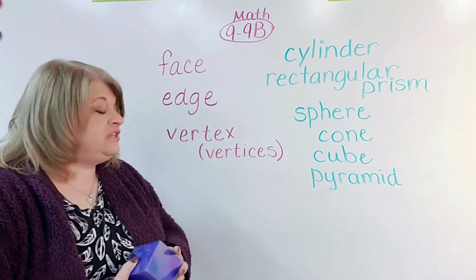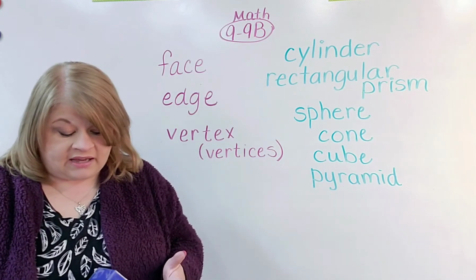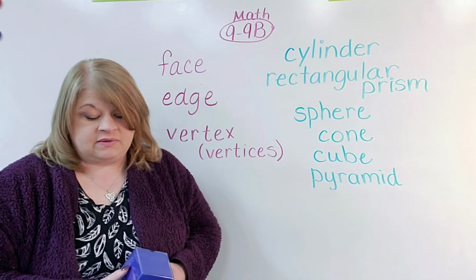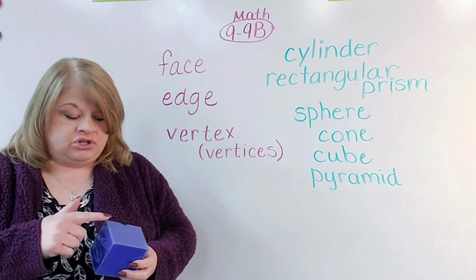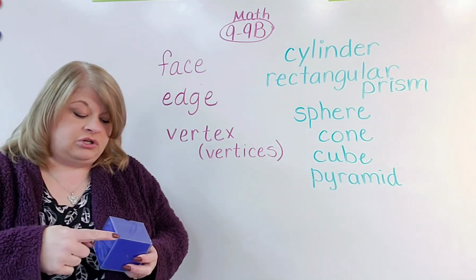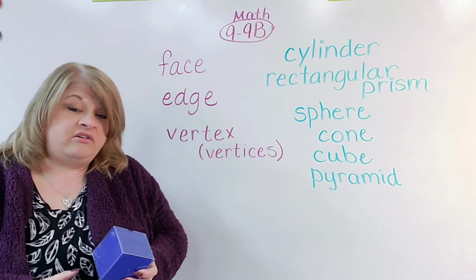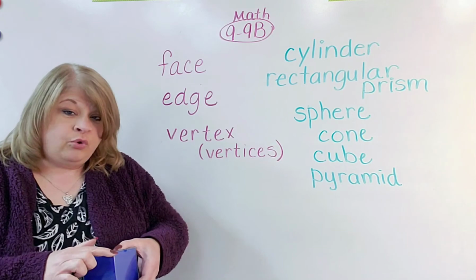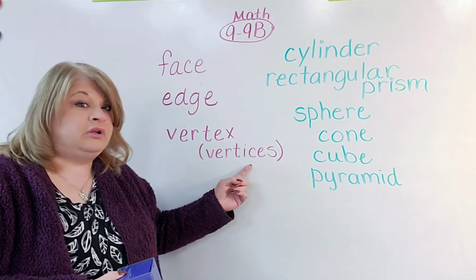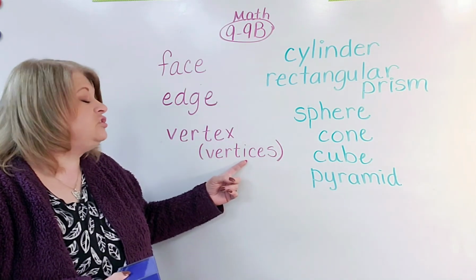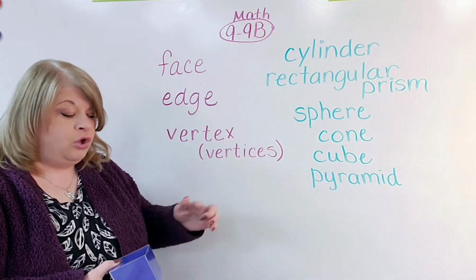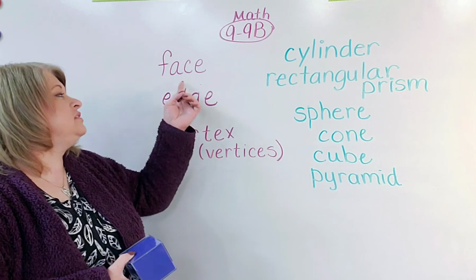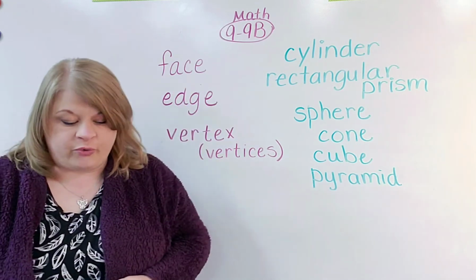Then a vertex. A vertex is where three or more edges meet. Here's an edge, here's an edge, here's an edge. Right there, that's a vertex. If you have more than one vertex, we make it plural. To make it plural, it changes to vertices. One vertex, two or more vertices. All right, so that's how we can remember those.